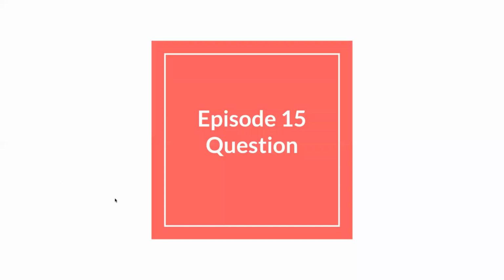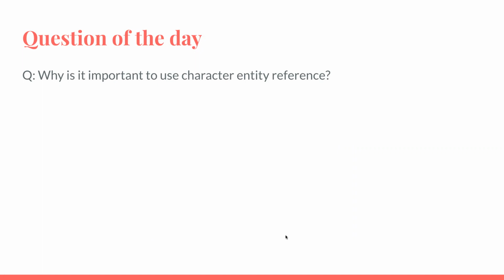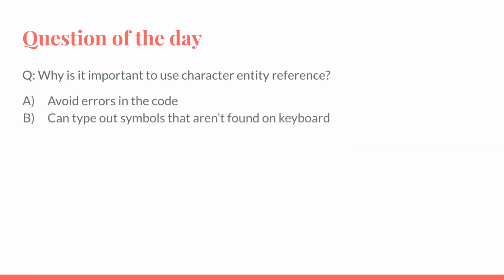Here's a question for this episode. The question is, why is it important to use character entity reference? A, to avoid errors in the code. B, it can type out symbols that aren't found on a keyboard. C, all of the above. Feel free to put your answer in the comment section below.